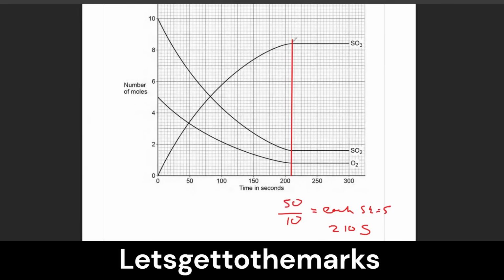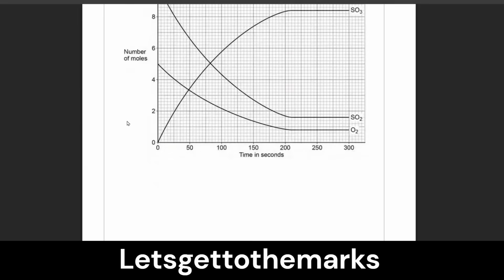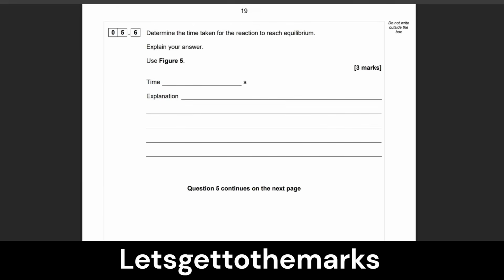How do we know they're there? The line has gone straight. The amount of product, this is the product, sulfur trioxide, and reactants does not change. Okay, let's go put that into words. So we're going with 210 seconds. Now, the explanation.